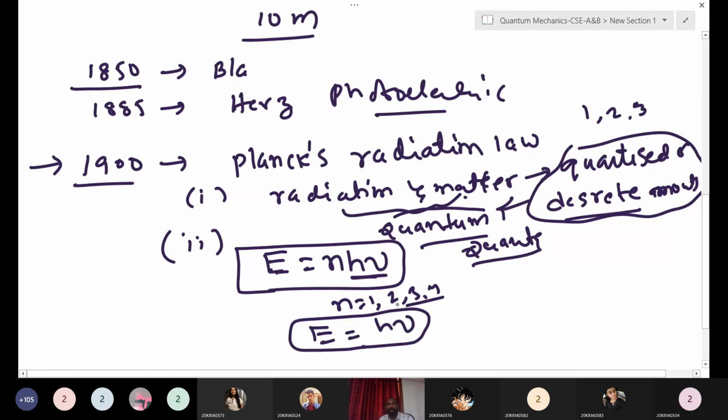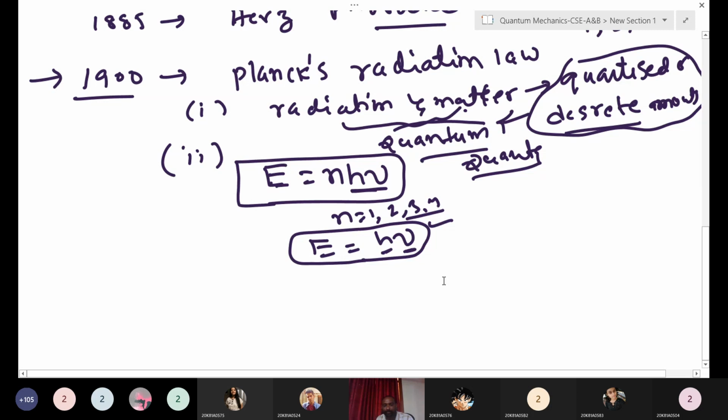Once the radiation interacts with matter, the exchanged energy is h nu, which is the smallest energy. Here h is the Planck constant, and nu is the frequency of that radiation, or wavelength. This is the lowest energy, and we call this energy a quantum, or quanta of energy. These are the two important postulates he proposed.